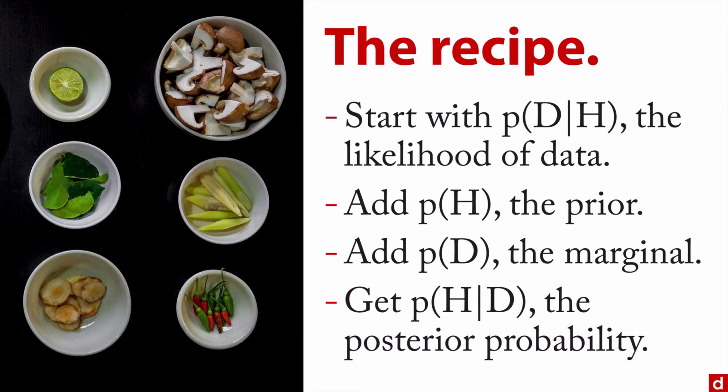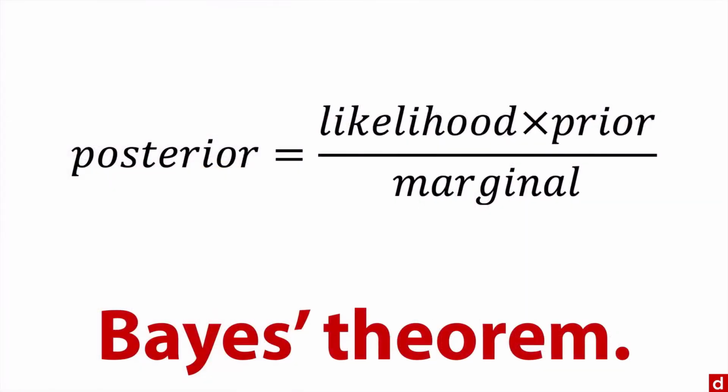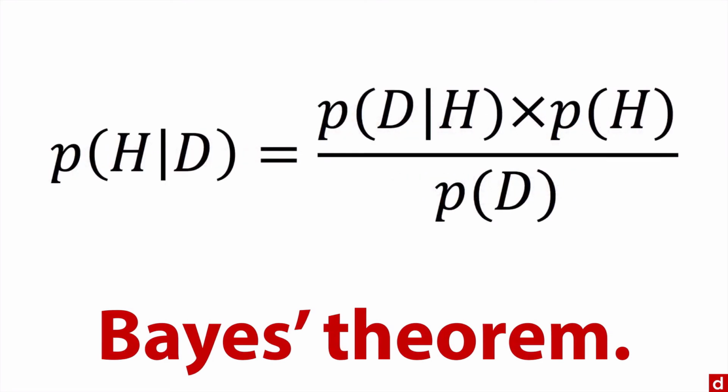Now, if you want to write it as an equation, you can write it in words like this. Posterior is equal to likelihood times prior divided by marginal. You can also write it in symbols like this. Probability of H given D, probability of the hypothesis given the data, that's the posterior probability, is equal to the probability of the data given the hypothesis, that's the likelihood, multiplied by the probability of the hypothesis and divided by the probability of the data overall. But this is a lot easier if we look at a visual version of it.